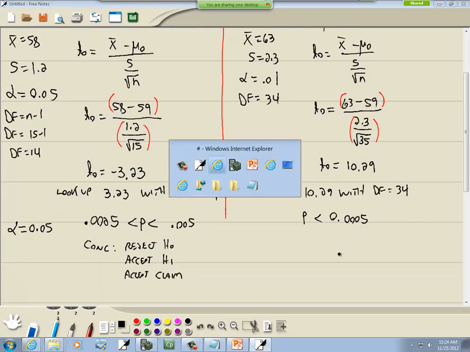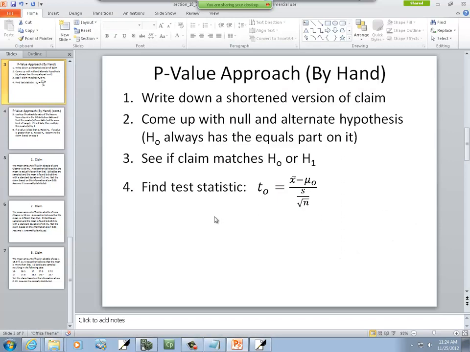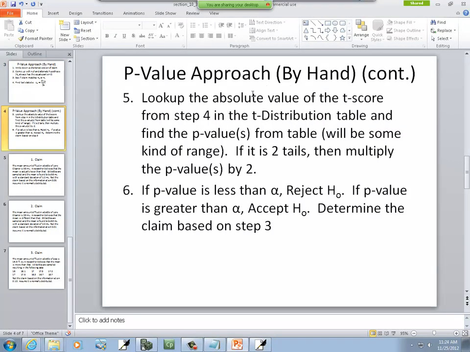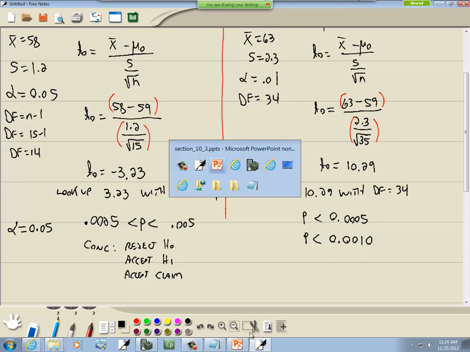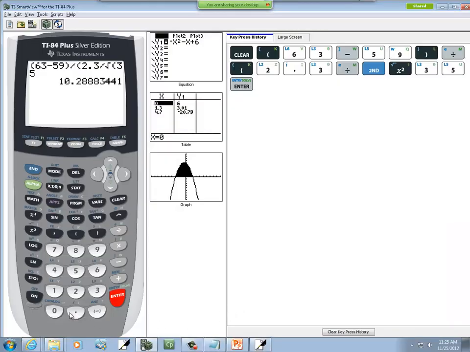Now we got a special note on our two tails. This is the step we're doing, step 5. It says if it's two tails, then multiply the p-values by 2. So I'll multiply this by 2. I'm not very good with decimals. I think it gives us that. Let me double check. 0.12345 times 2.